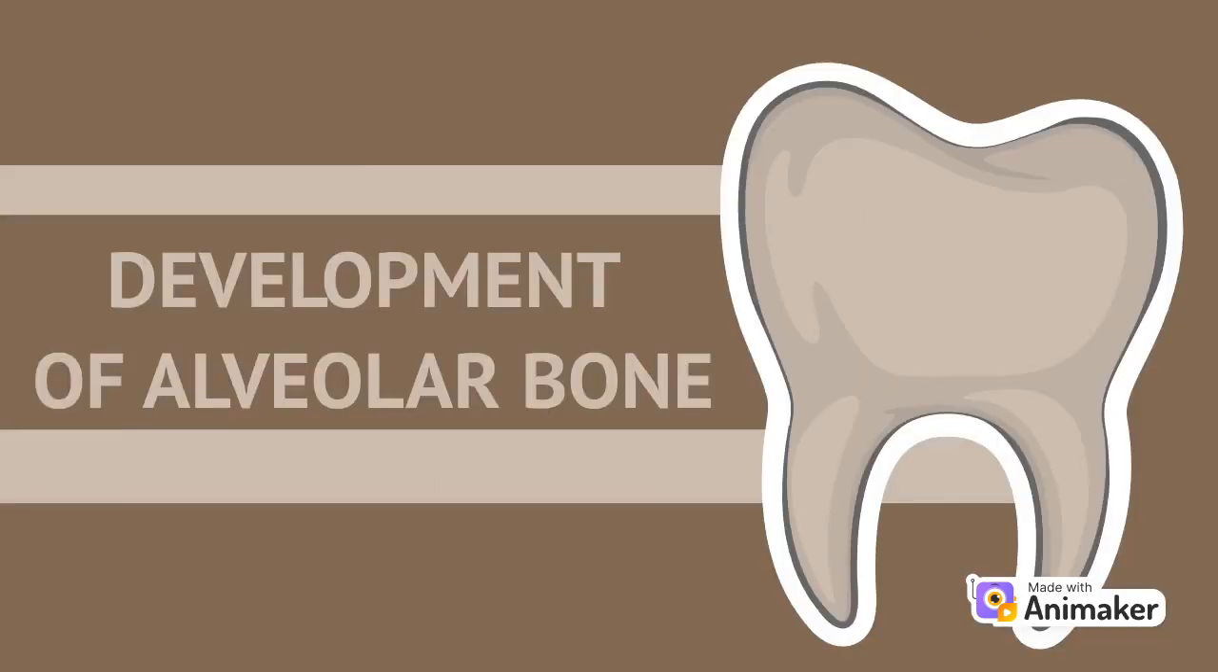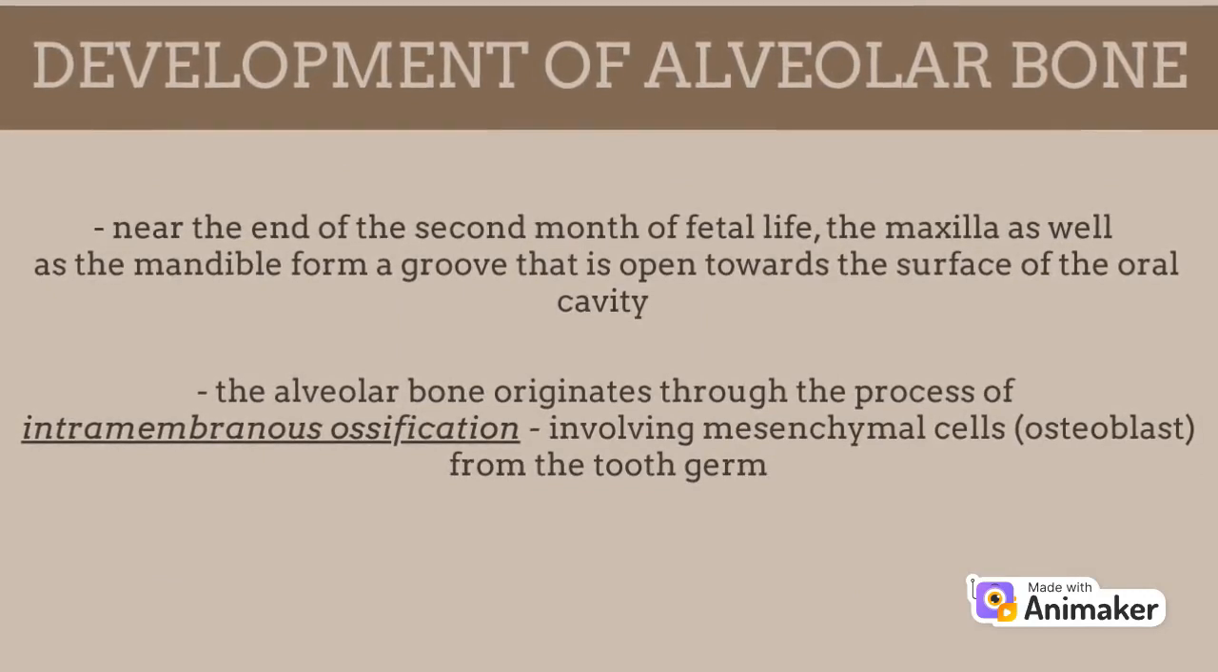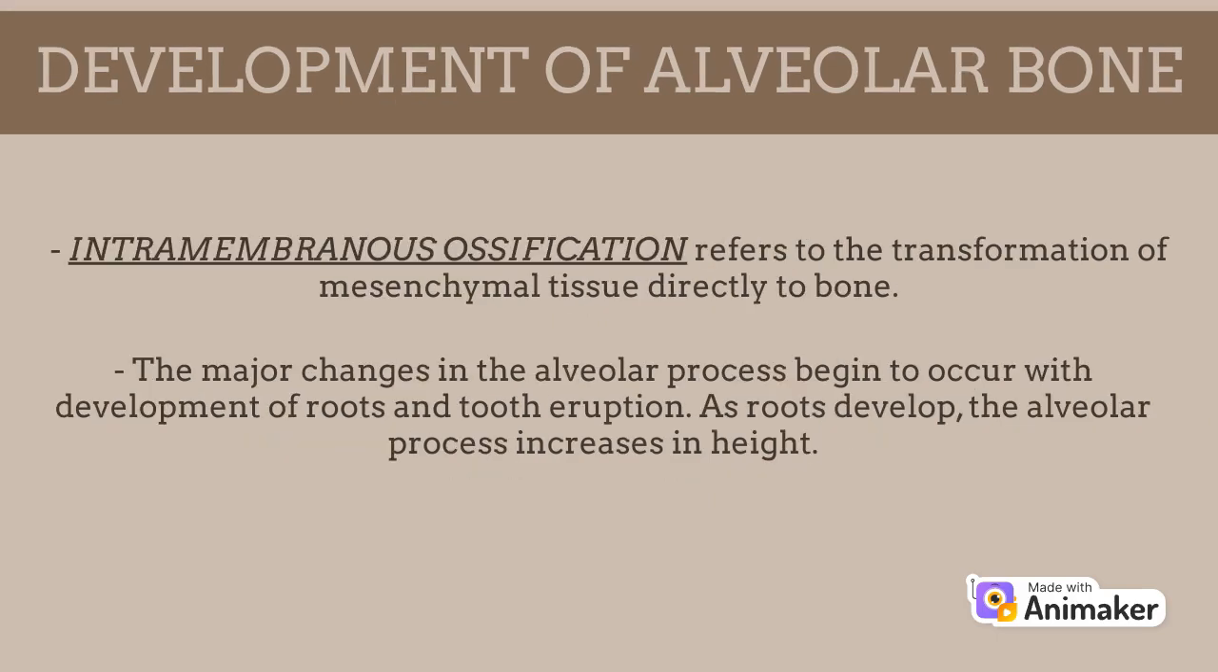Development of alveolar bone. Near the second month of fetal life, the maxilla and mandible form a groove that is open towards the surface of the cavity. It originates through the process of intramembranous ossification involving mesenchymal cells from the tooth germ. Mesenchymal cells can be differentiated into osteoblasts for bone, chondrocytes for cartilage, and the likes. Intramembranous ossification refers to the transformation of mesenchymal tissues directly to bone.